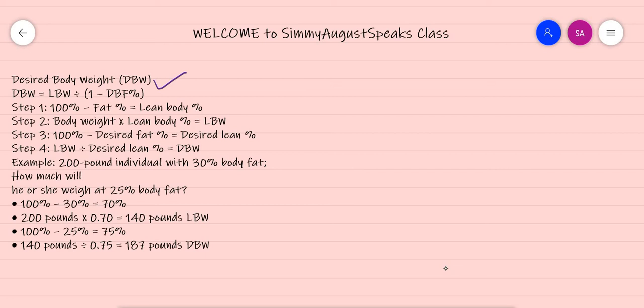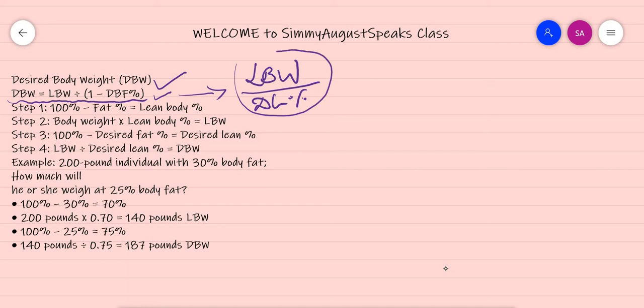And on the exam you may easily get 2 to 3 questions, maybe more, of this type. So this is a very important concept to calculate desired body weight. First, the formula is lean body weight divided by 1 minus desired body fat percentage. This actually is lean body weight divided by desired lean percentage. I will be coming back to this. You just keep this in mind.